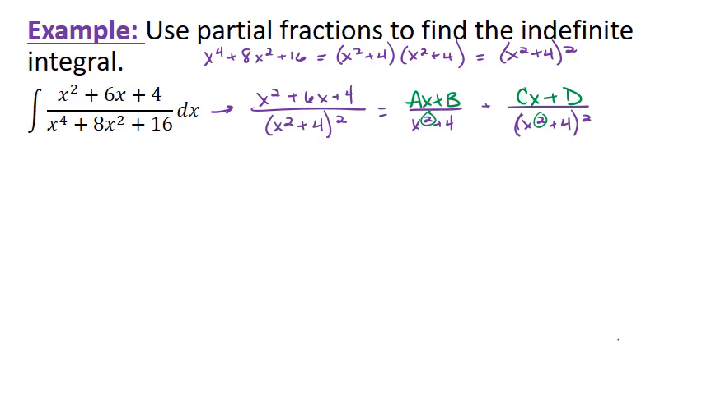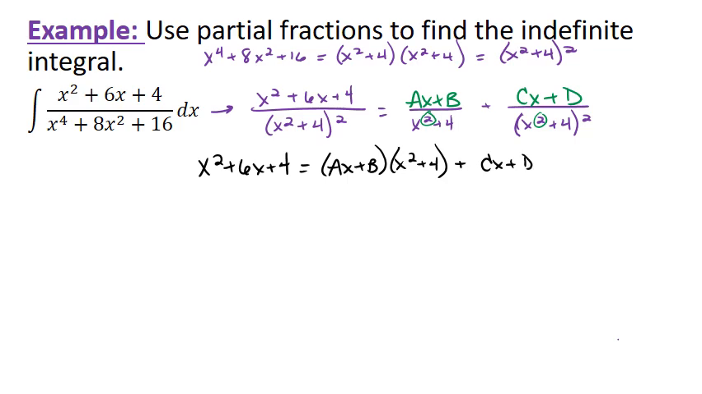Now, in this case, we will continue to proceed the same way as the previous examples. So I need to eliminate the fractions, and I will eliminate the fractions by multiplying everything by this denominator. So I end up with x squared plus 6x plus 4 is equal to the quantity ax plus b times x squared plus 4, plus cx plus d.